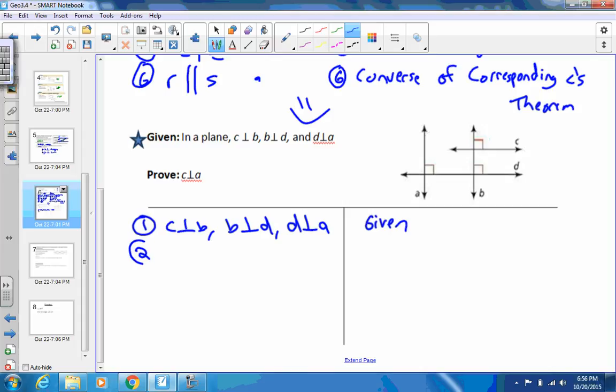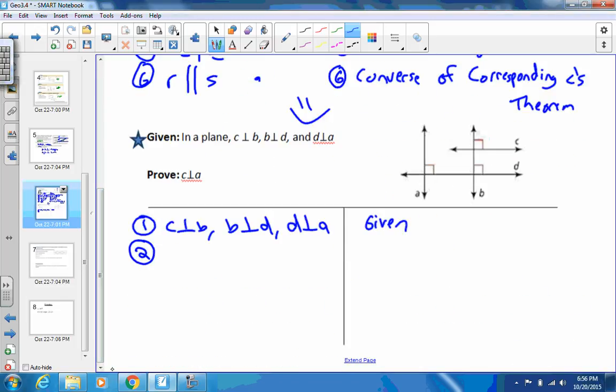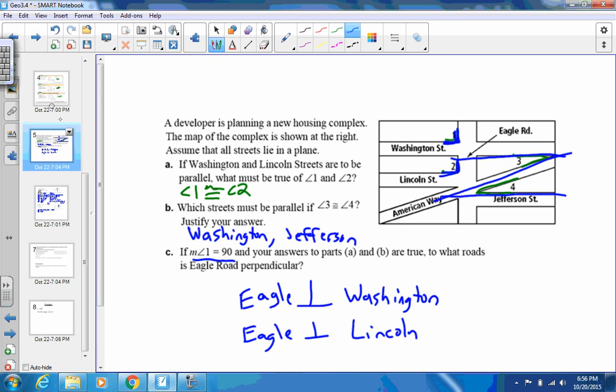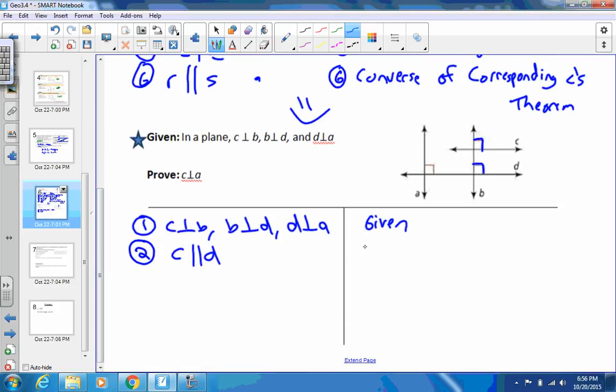Well, let's actually use some of these theorems we just came up with. We just got them in this chapter. We're not proving one of them. We're trying to use them now. So if we know that line C is perpendicular to line B and line D is also perpendicular to line B, they're perpendicular to the same line, so that means line C is parallel to line D. And which theorem was that? If they're perpendicular to the same line, they're parallel. That would be theorem 3.9, the one that we just proved. So that's theorem 3.9.